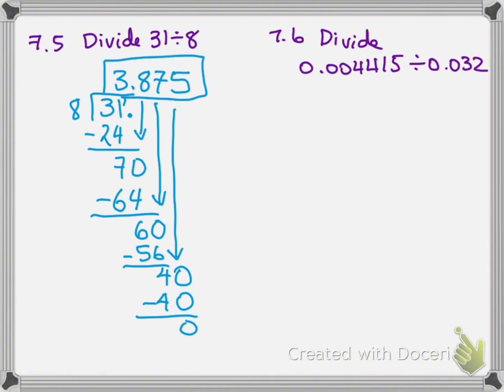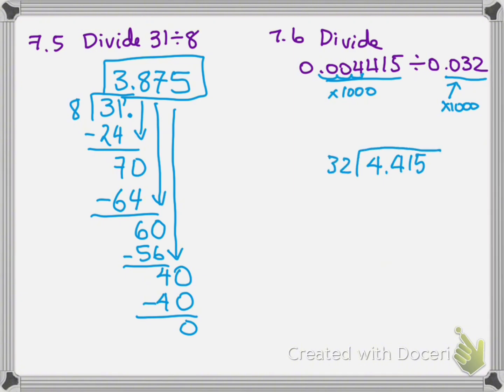Then we have 7.6. We had to divide that. And again, notice that in both of them we have decimals, but the one that causes trouble is the divisor having decimals. So in this case, since we have 3 decimals, we have to multiply times 1,000. And the same number we multiplied the divisor by, we also have to multiply the dividend by. So if I multiply here times 1,000, it's going to be 4 and 415 thousandths divided by 32.